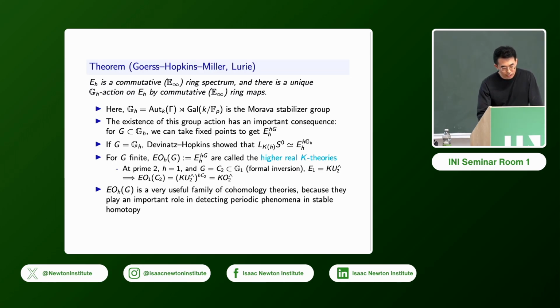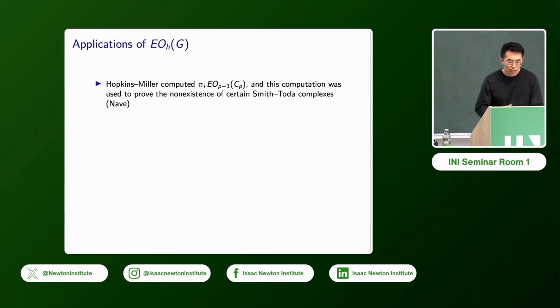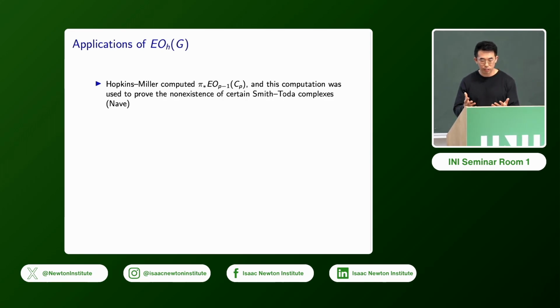Okay. So the E_h are very useful. Let me say some applications of the EO theories. When these theories first came around, Hopkins and Miller computed the homotopy groups of EO_{p-1}^{C_p}. This is what happens if you take the height p-1 E-theory with a C_p action and take the C_p fixed points. This computation was used by Nave to prove the non-existence of certain Smith-Toda complexes.